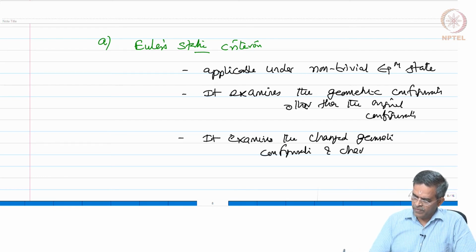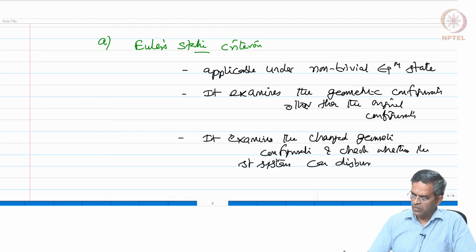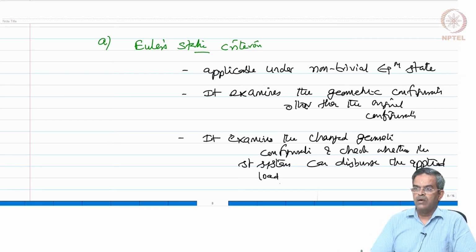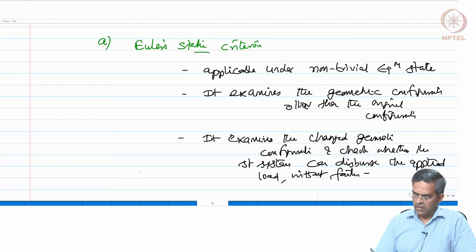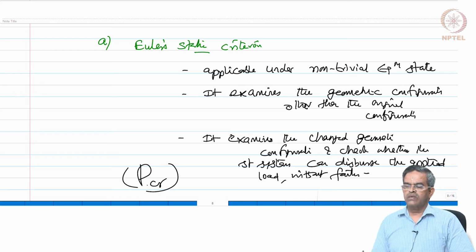and checks whether the structural system can disperse the applied load without failure. The applied load in this case is called PCR. It is called a critical load. We will talk about that later.